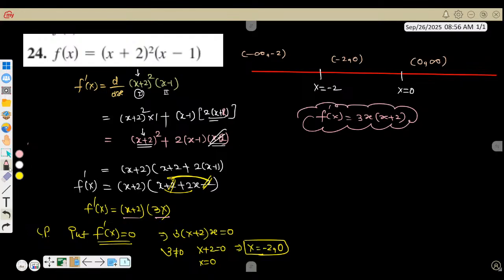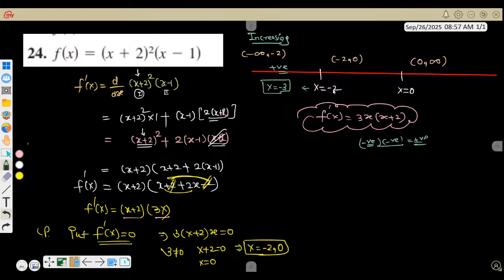Now if you want to find out increasing or decreasing, choose any point less than minus 2. Let us suppose x is minus 3. If x is minus 3, this is negative and this is also negative. Negative times negative becomes positive. So here the derivative is positive. That's why the function is increasing. You got it? Yes.